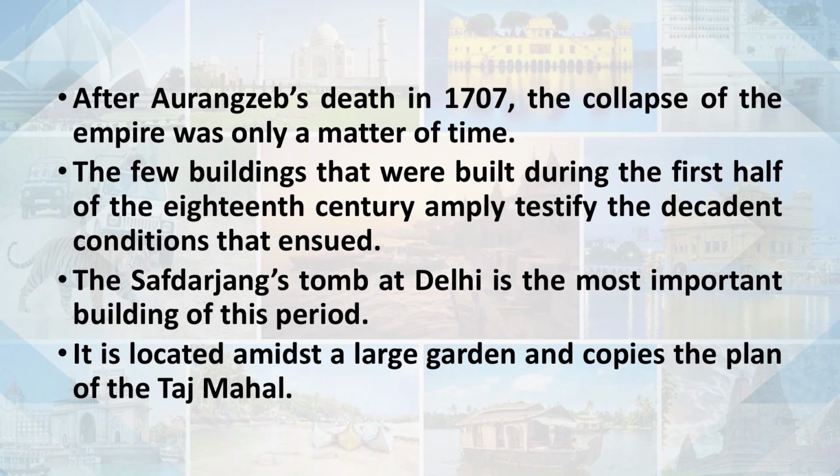After Aurangzeb's death in 1707, the collapse of the empire was only a matter of time. The few buildings that were built during the first half of the 18th century amply testify the descendant condition that ensued. The Safdarjung's tomb at Delhi is the most important building of this period. It is located amidst a large garden and copies the plan of Taj Mahal.